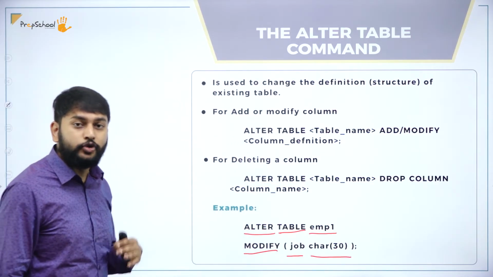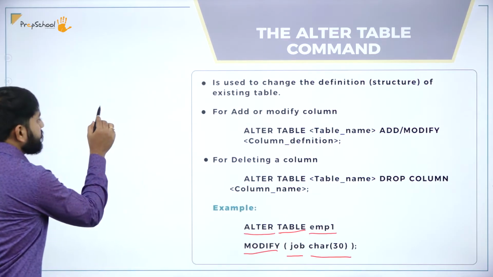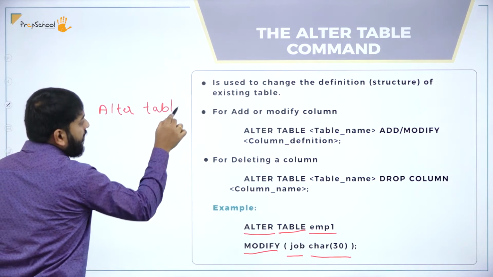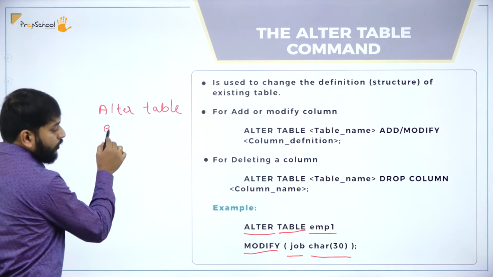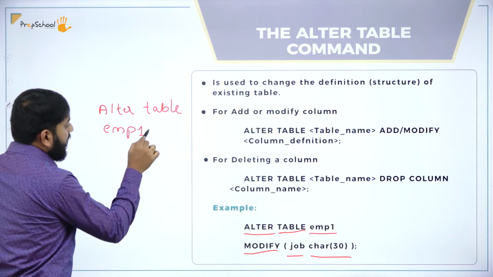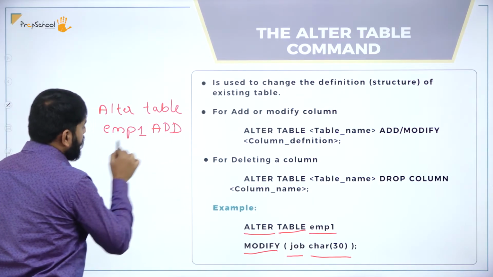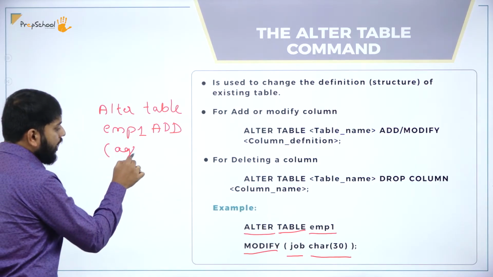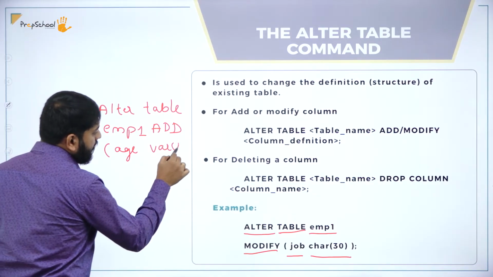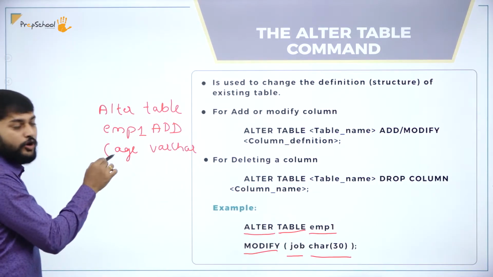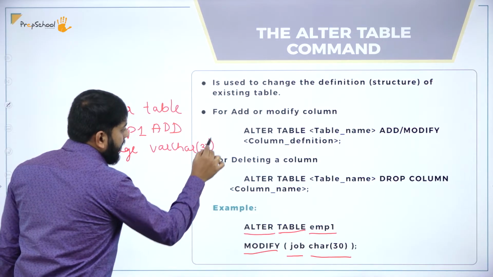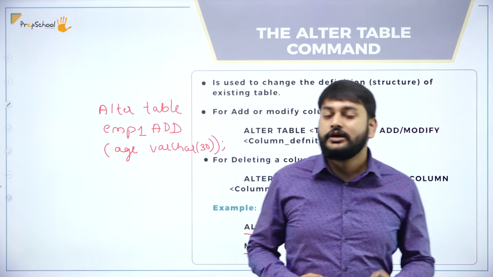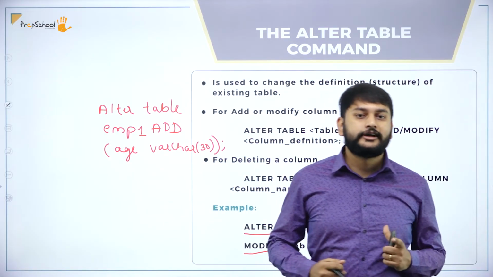Suppose I want to add one more column. So how do I do that? Please observe, I'll be writing alter table. Then after that, what do I have to write? The table name. What is the table name? EMP1. Then after that, I'll be using a keyword that is add, open parenthesis. Let's imagine I want to add a column called age varchar. I have to mention the data type of this column, varchar 30, and then I will close it. So this is how I will add a new column, guys. So this is the use of the alter command, right?